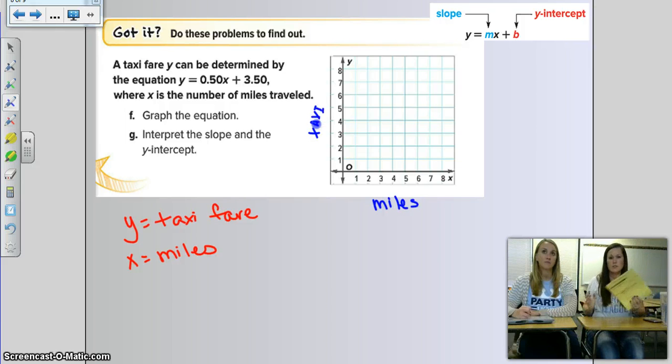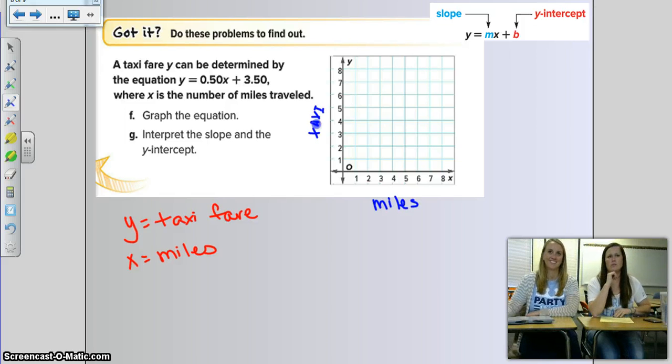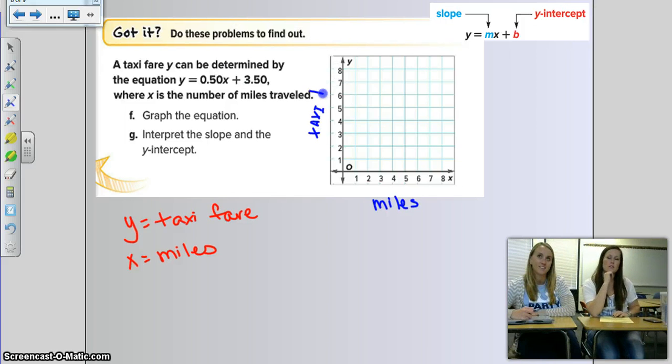Or right here, I guess I should talk about your notes. Okay. Taxi fare. Because it's not how many taxis. It's the money.